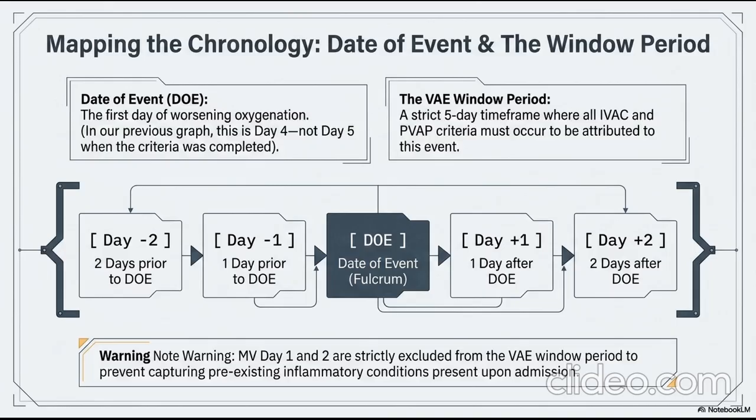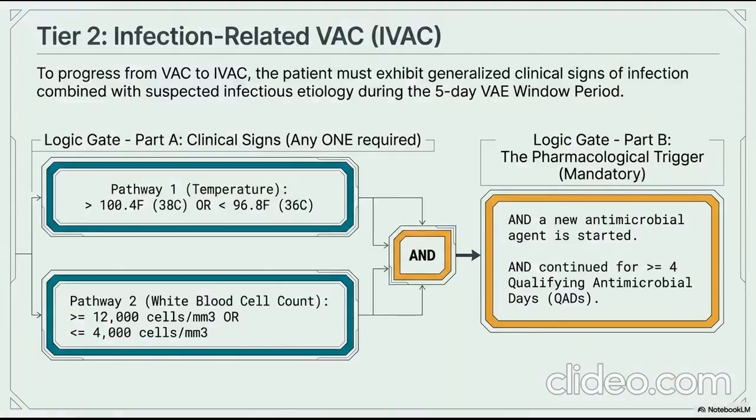Visualizing the VAC oxygenation delta. Let's look at the math in motion. On this graph, we establish stability on days 1 and 2. On day 4, we see a greater than or equal to 3 centimeters H2O increase from the day 2-3 baseline. Because this is sustained through day 5, the VAC criteria are met. Note that while the condition is met on day 5, the date of event is actually day 4, the first day of worsening.